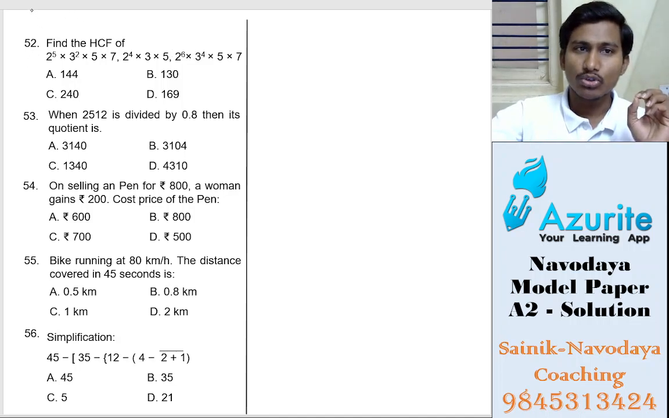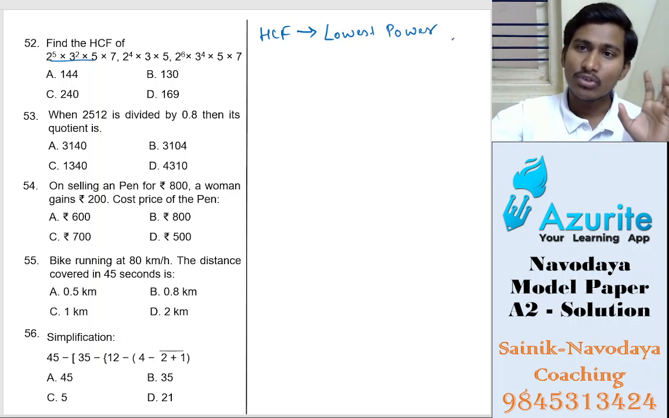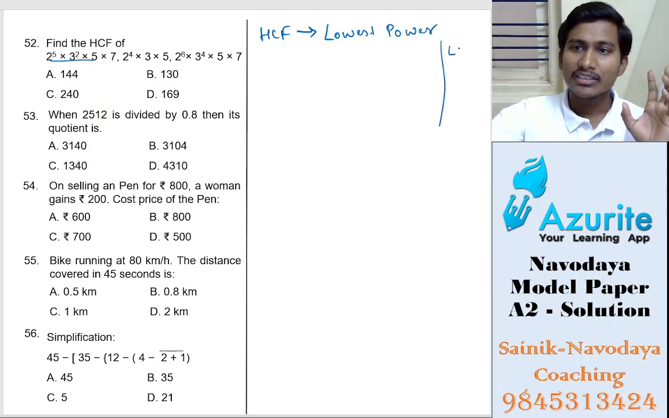So now the 52nd question. What is it? We have to find the HCF in the power notation. To find the HCF, remember this, in the power notation, take the lowest power. And if you want to find the LCM, also remember, you have to take the highest power.